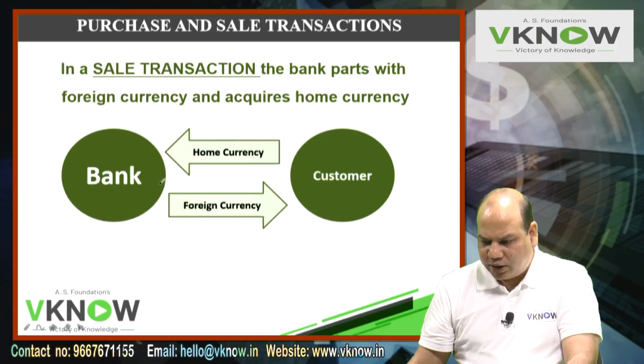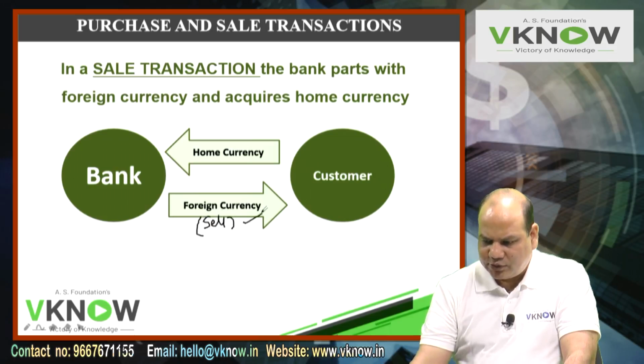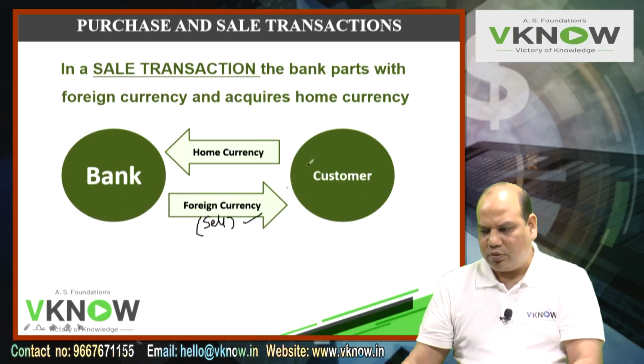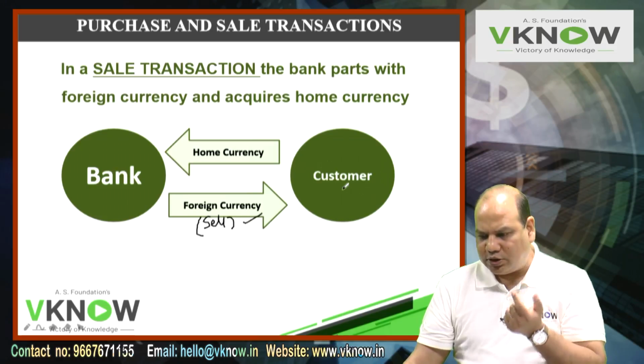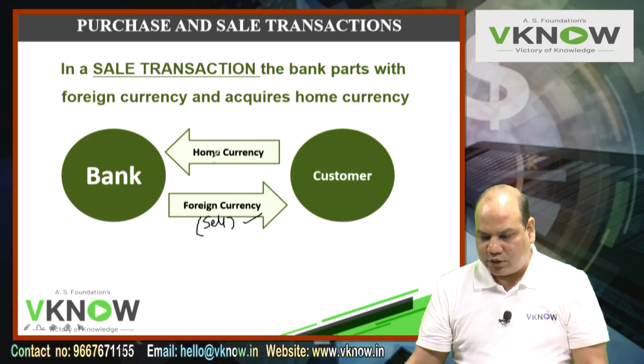So now look at the bank. The bank receives home currency from the customer and the bank sells foreign currency to the customer. So when this arrow which has foreign currency is going out of the bank, it means the bank is selling foreign currency. Don't look at it from the customer. Look from the customer and you get the opposite result. The customer is buying foreign currency and the customer is selling home currency.